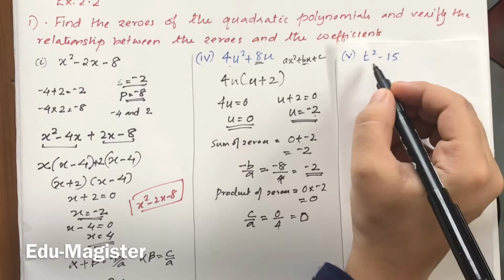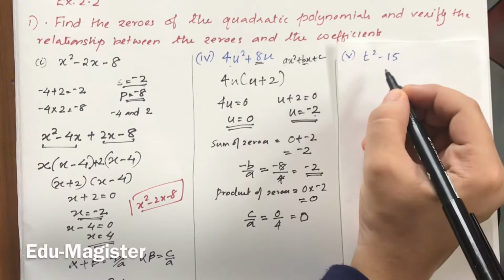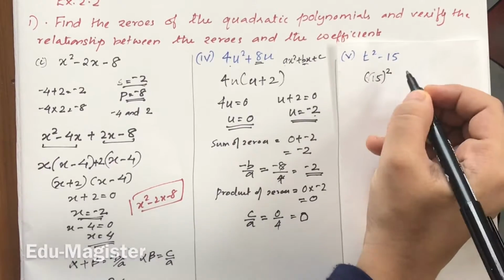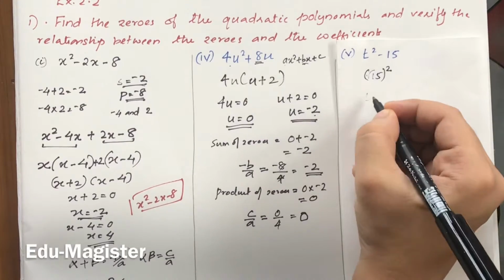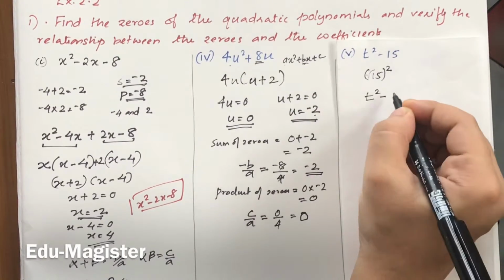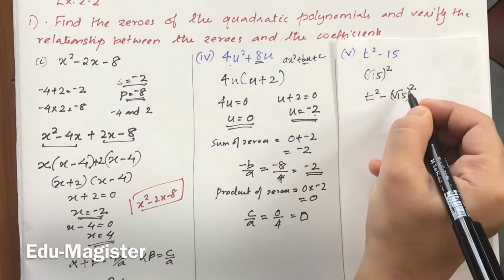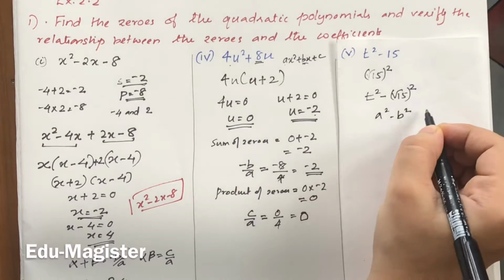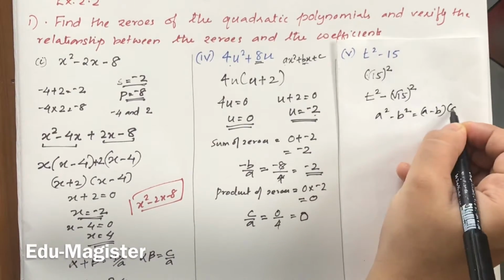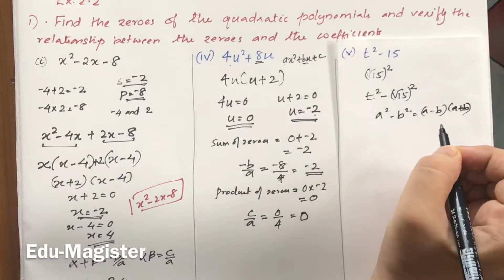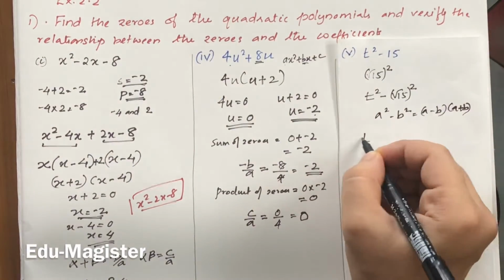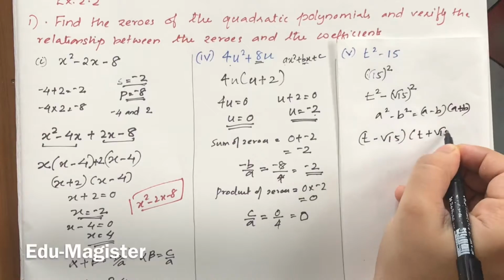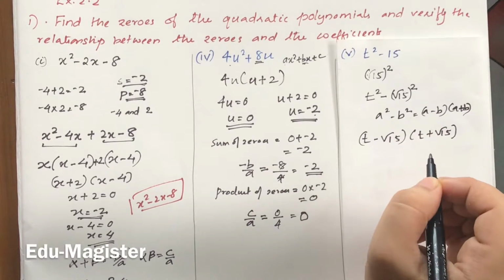Question number 5. T square minus 15. You know that you can write 15 as root 15 the whole square. It's the same. So you can write this question as t square minus root 15 the whole square. This is of the format a square minus b square, which is equal to a minus b into a plus b, right? So you can write our question as t minus root 15 into t plus root 15. Now these two are the factors of the given question.